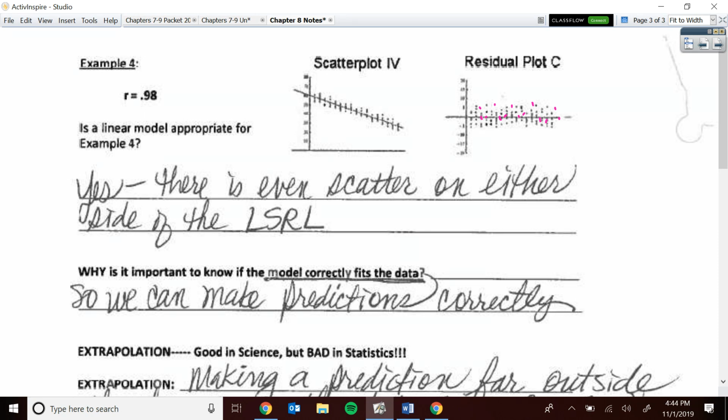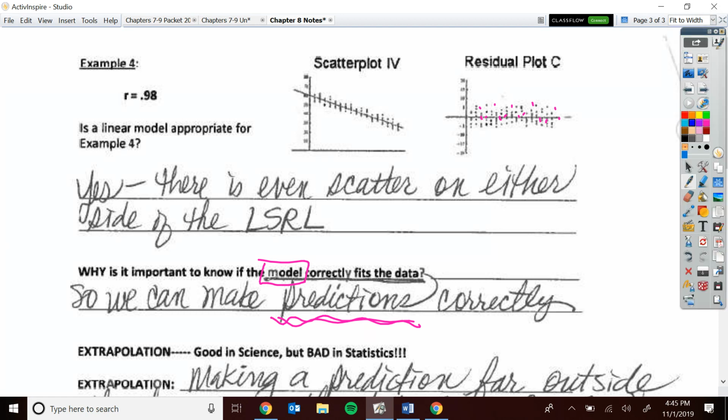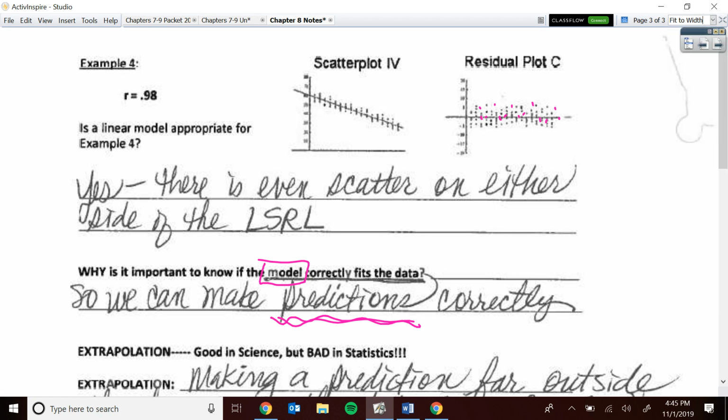Now, why is it so important that we identify the model that correctly fits the data? Why do I have to know if linear is appropriate? Because I need to know if using that function, using that LSRL to plug in the X to get the predicted Y, is going to be meaningful to me. Is using a linear function going to be useful and a good predictor of what's to come?